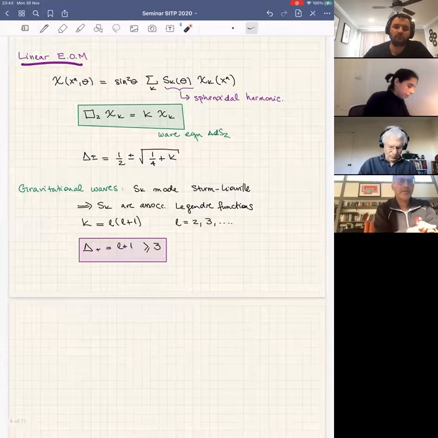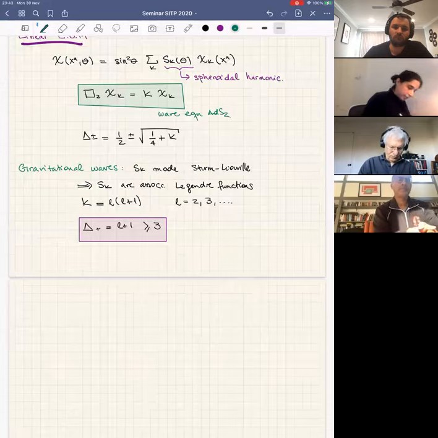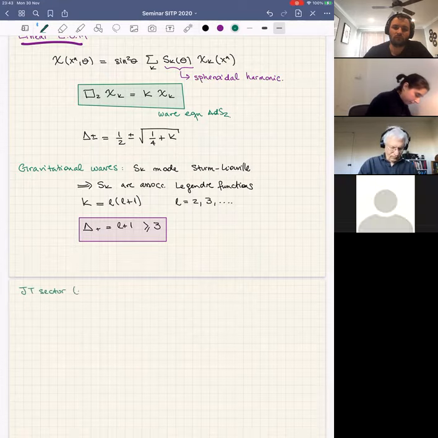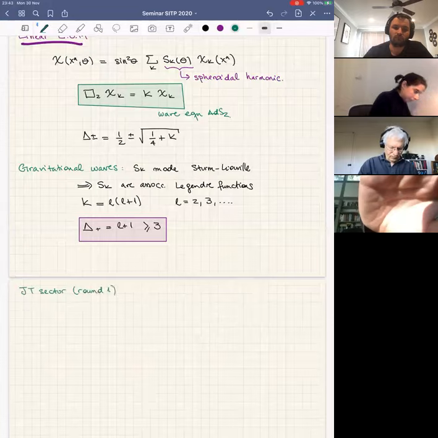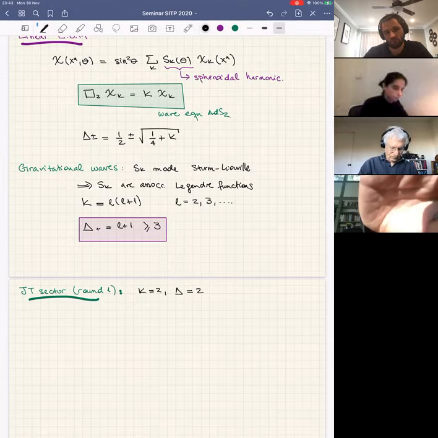But of course, looking at this equation, there's nothing, well, there will be something preventing me, but you might ask, why is this nice lady not doing the following. So let's start discussing the JT sector, round one. And basically, from this analysis, you would tell me, by the supernatural, what you have to do is just pick k equal to 2, and this will give you, in this language, a field that has conformal dimension equal to 2, which is true. And so at the level of this Klein-Gordon equation, you have chi of 2 is equal to 2 times chi 2.